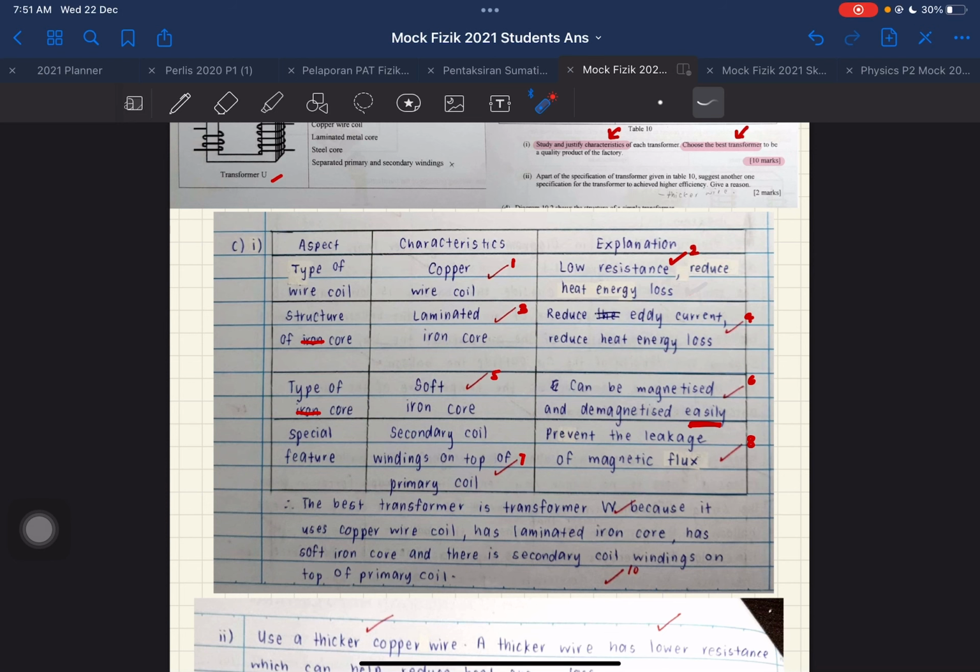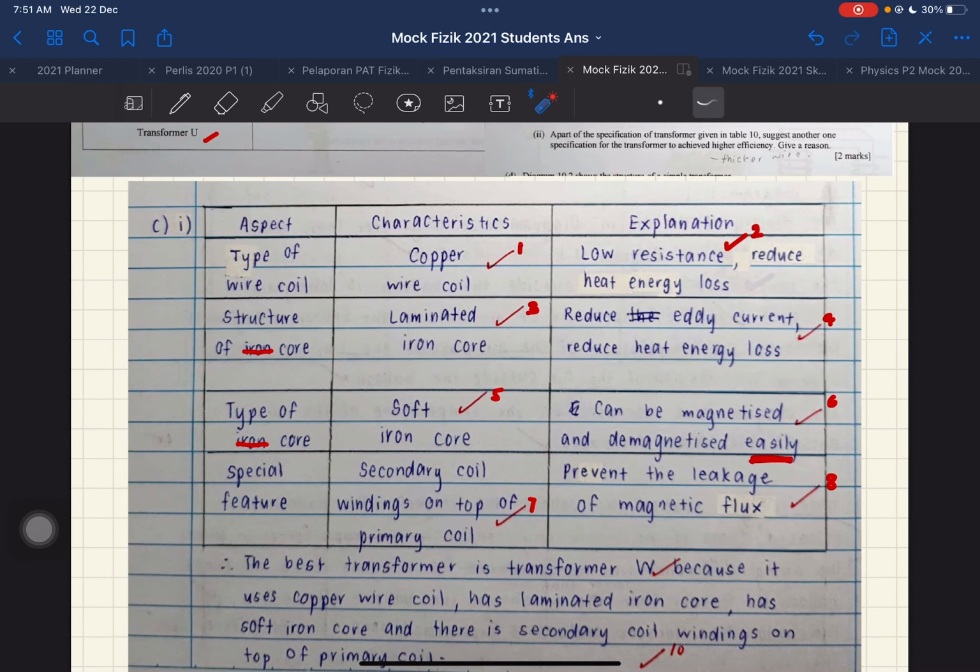I want to comment on my student's answer here. Reduce energy, heat energy loss. Good job.